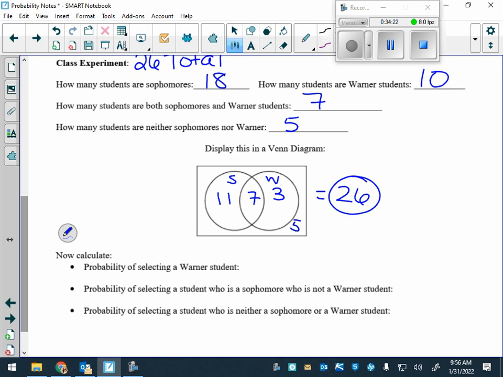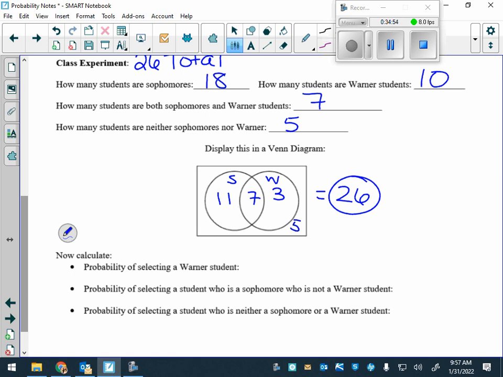There's 11 that are only sophomores, not including Warner, only sophomores. There are 7 that are both sophomores and Warner House. There are 3 that are only Warner House students, not sophomores. There are 5 students that are neither Warner House or sophomores, okay?